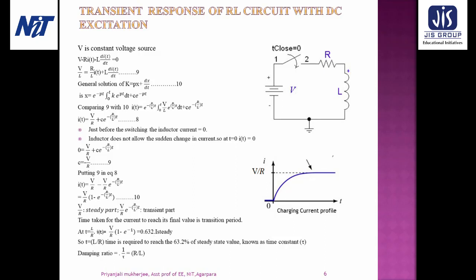So this t equal to L by R is the time required to reach 63.2%, because if we multiply it by 100, it becomes 63.2. The time required to reach 63.2% of the steady state value is known as the time constant. And the ratio 1 by tau is known as the damping ratio, and that is equal to R by L.